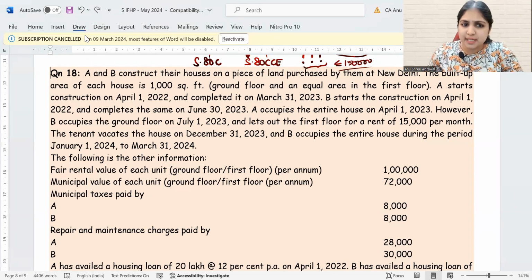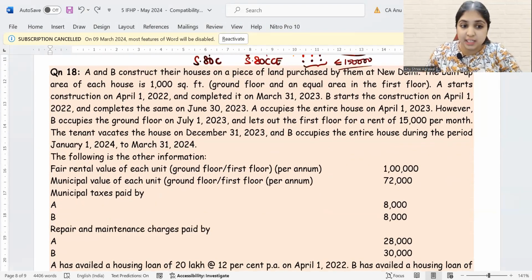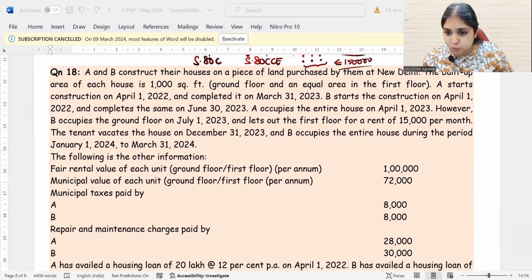Let's give it one proper reading first. Let us understand the question in full detail, and then we'll work out the question one by one. Okay, let's read the question. A and B construct their houses on a piece of land purchased by them in New Delhi. So we have two people, A and B. The built-up area of each house is 1,000 square feet ground floor and an equal area in the first floor.